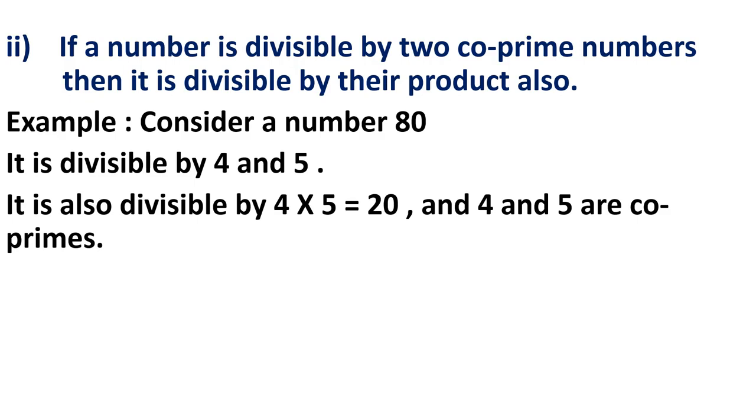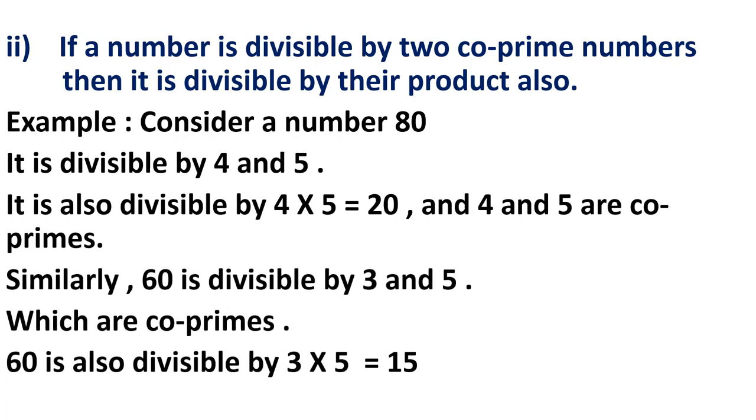So if a number is divisible by two co-prime numbers, here in this case 80 is divisible by the two co-prime numbers 4 and 5, it means 80 is divisible by their product also. It is divisible by 4 multiplied by 5, 20. 4 5s are 20. So 80 is divisible by 20 also.